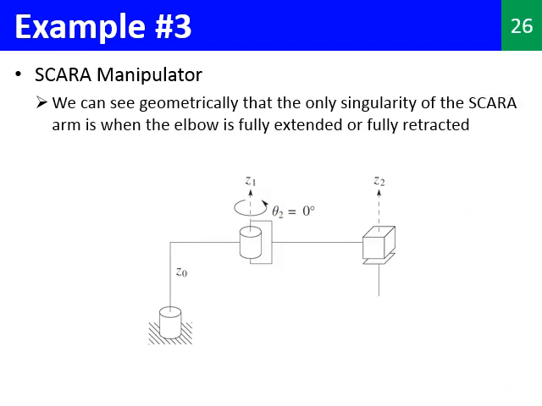So the arm singularity will happen in the SCARA manipulator when theta 2 equals 0. That means the link is fully extended, or else when theta 2 equals 180 degrees, that is when the link is fully retracted. Okay.